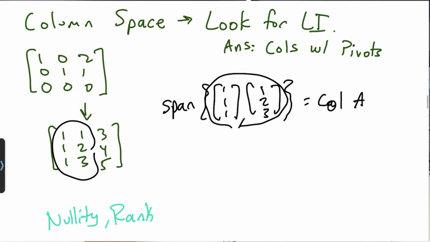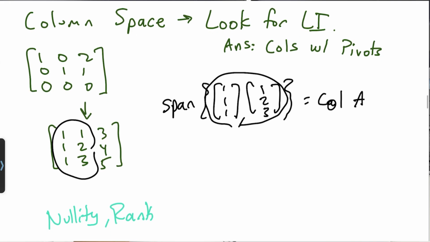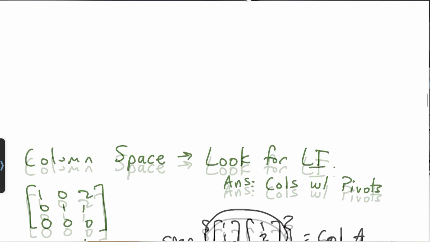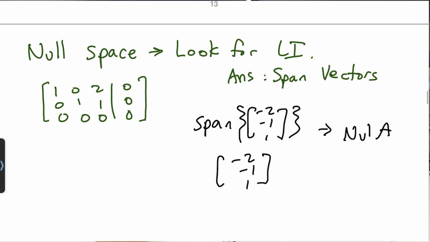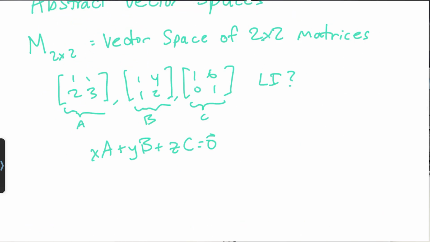And here are some more definitions. Nullity is the dimension of null A, and rank is the dimension of col A. So in this case, the rank is 2. And in this case, the nullity is 1. If you thought that was abstract, well, welcome to abstract vector spaces.